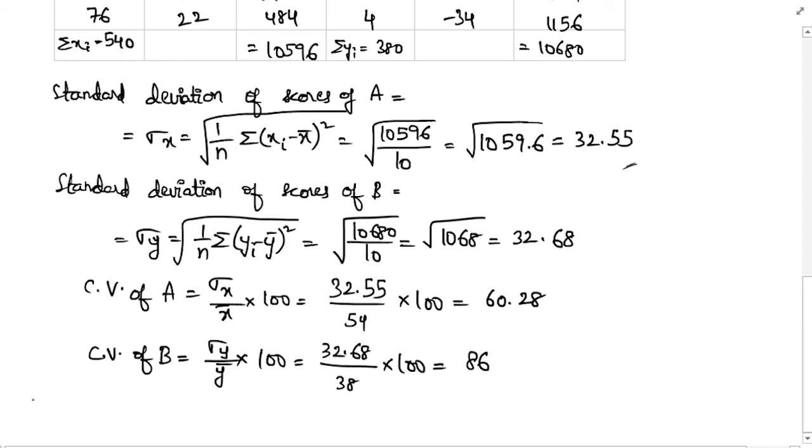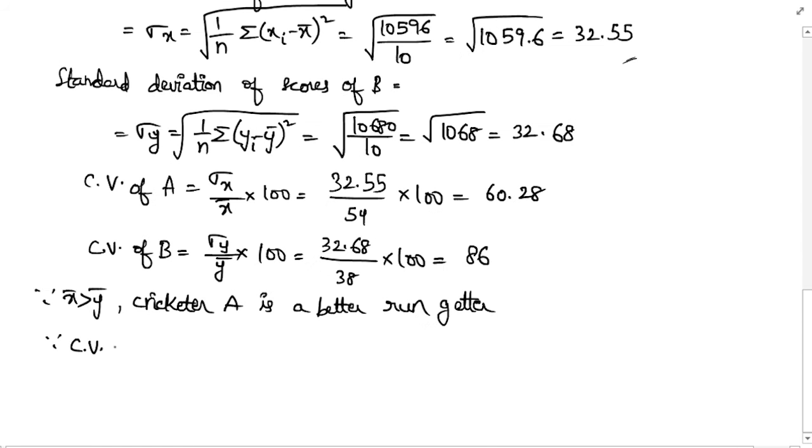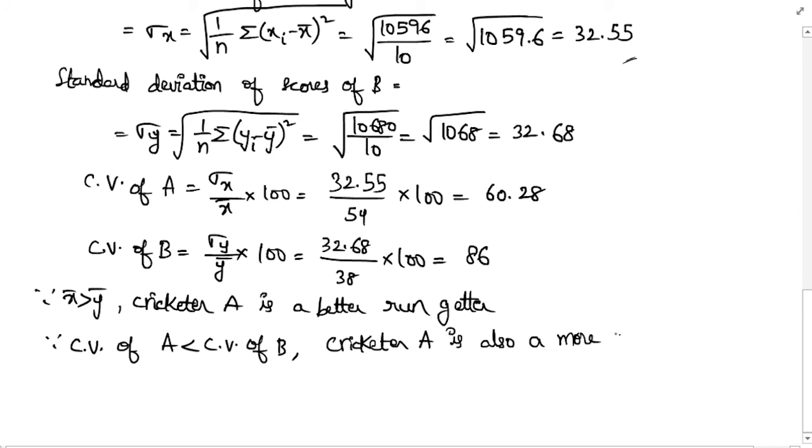Okay, so since x bar is greater than y bar, right? So since x bar is greater than y bar, it means that cricketer A is a better run getter. CV of A is less than CV of B. So cricketer A is also a more consistent player.